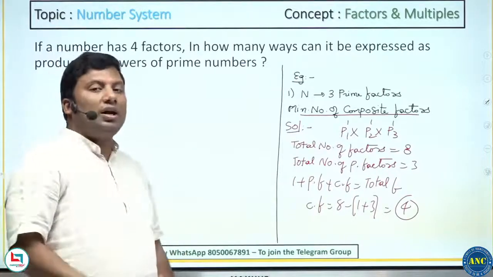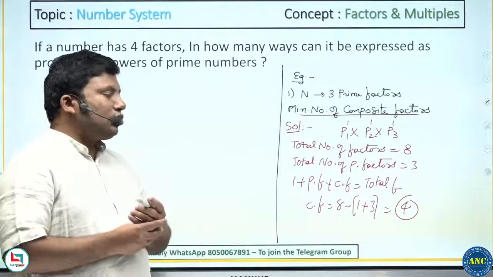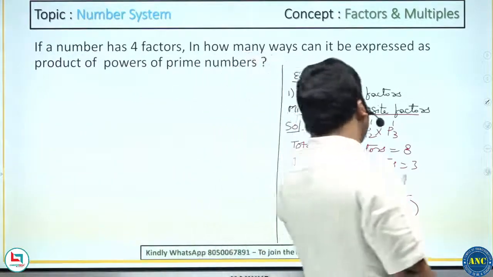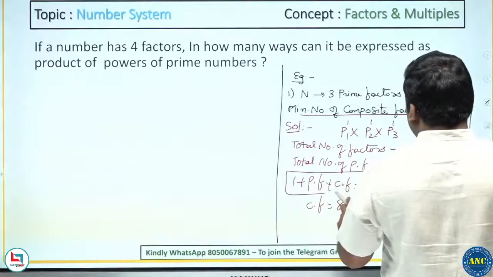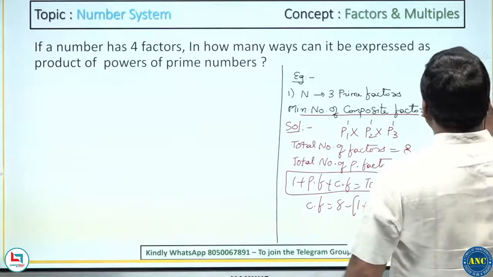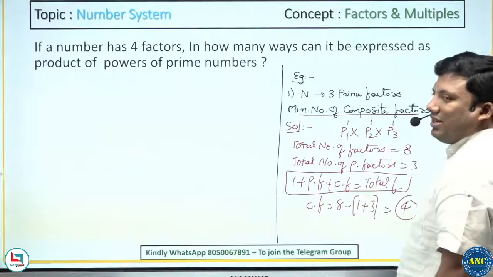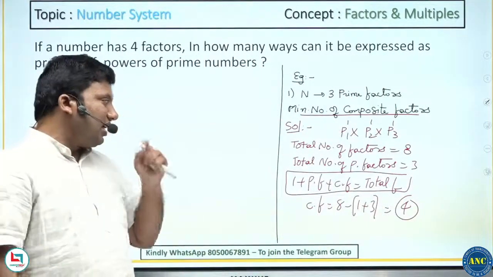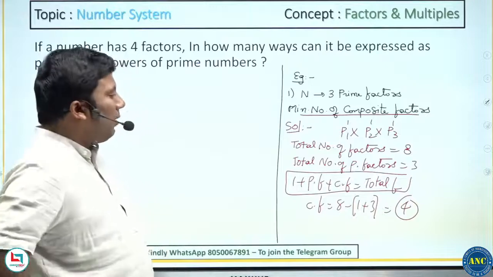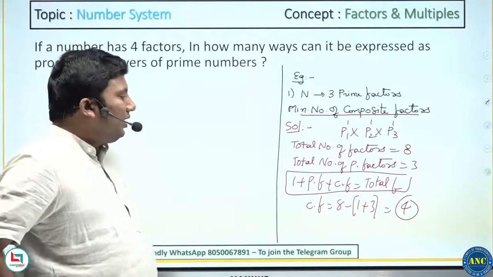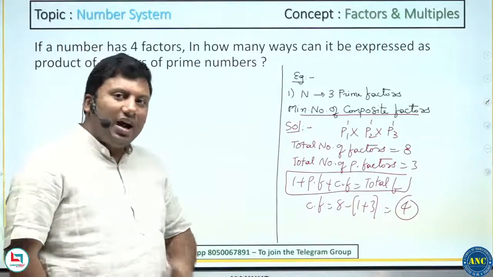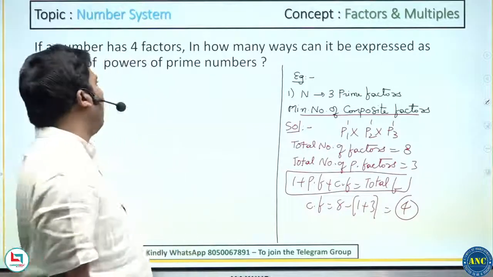1 plus total number of prime factors plus total number of composite factors is equivalent to total number of factors. So total number of composite factors is given by 8 minus (1 plus 3). One more replica problem, I did it. I am sure by this time it is clear to you.